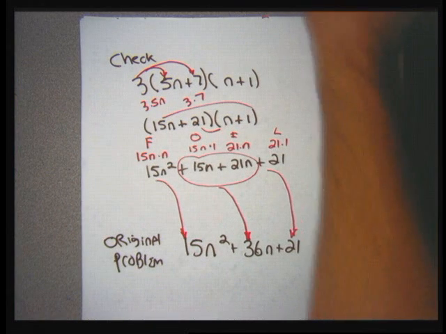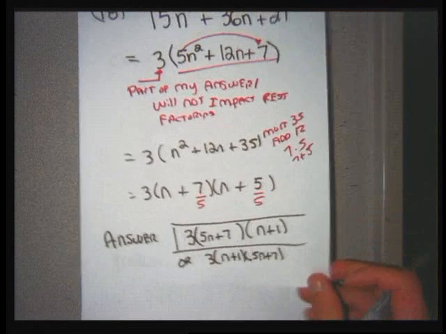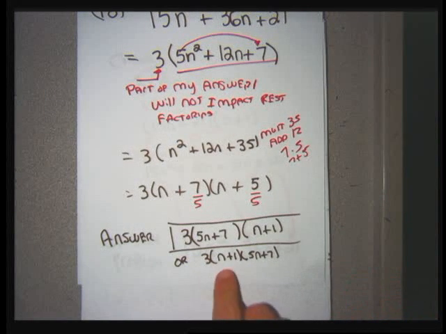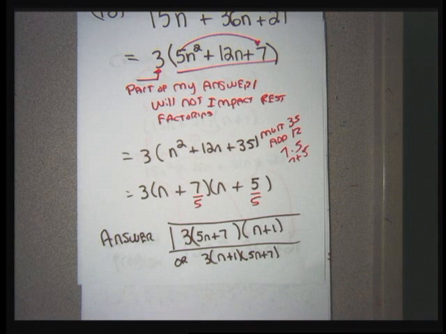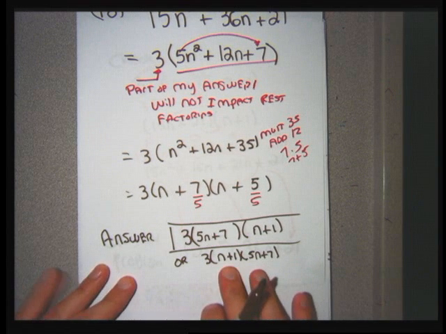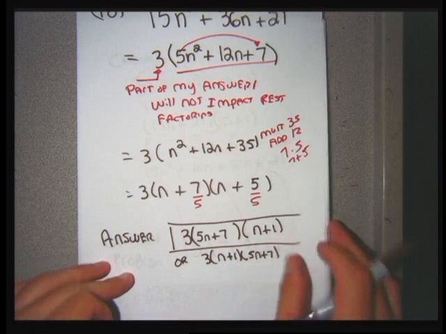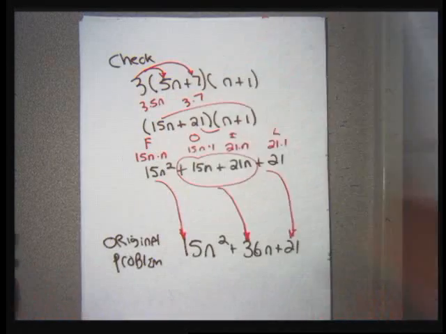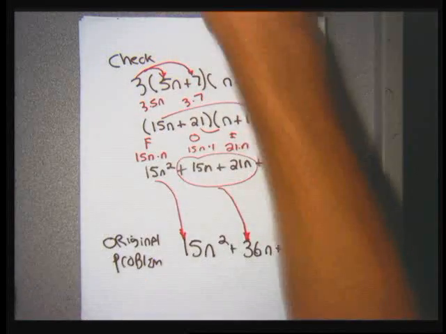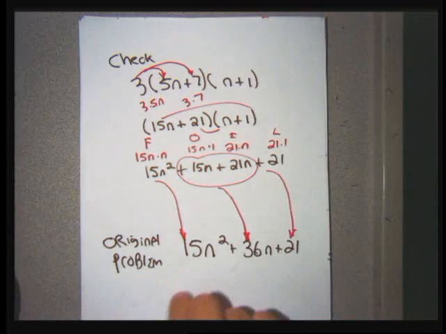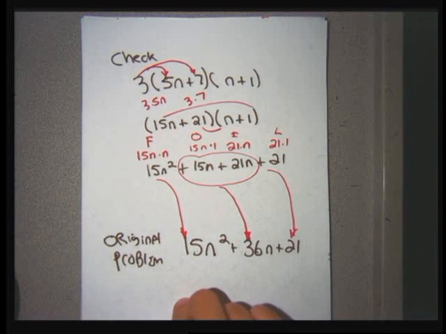So the answer of 3 times 5n plus 7 times n plus 1, or 3 times n plus 1 times 5n plus 7, will both FOIL out to the original problem, so my answer is correct. It would be wrong to have numerical answers. So if somewhere in your work for this problem you said n equal to -1, that's wrong. You don't get numerical answers. You don't get a letter equal to some number unless the problem starts off with an equal sign. Since this problem didn't have an equal sign to start, it best not have numerical answers.